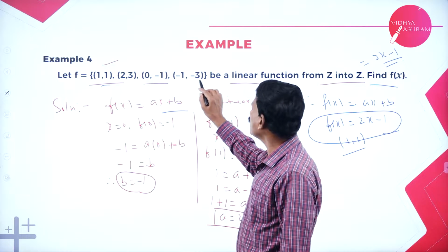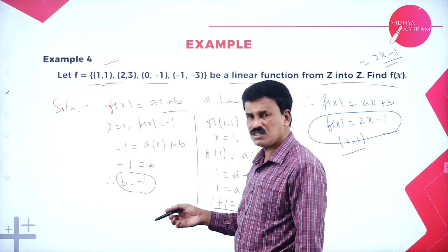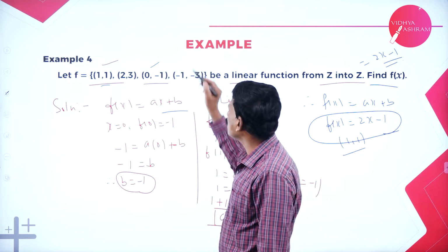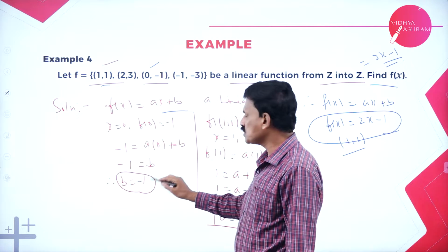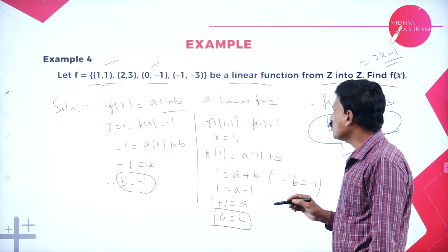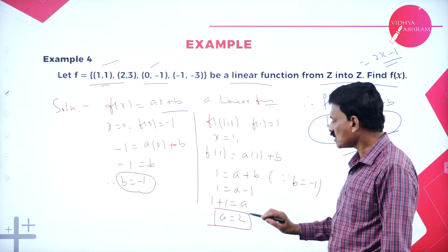When x is equal to minus 1, f of x is minus 3. You can take any values. Just take the easiest, 0 comma minus 1 and 1 comma 1. If you put x is equal to 0, you will get b is equal to minus 1. If you put x is equal to 1, you will get a is equal to 2.